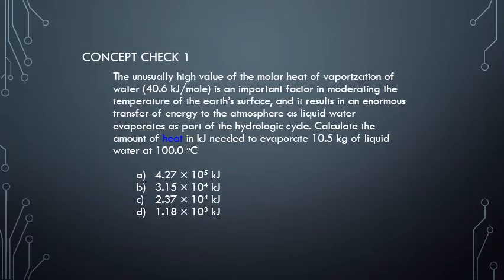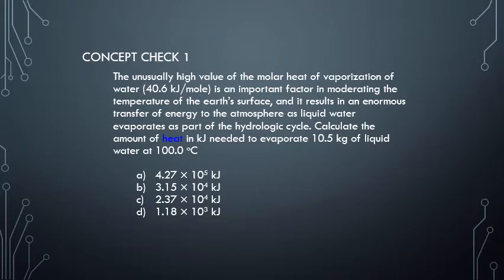So it says that the unusually high value of the molar heat of vaporization of water, 40.6 kilojoules per mole, is an important factor in moderating the temperature of the Earth's surface, and it results in an enormous transfer of energy to the atmosphere as liquid water evaporates as part of the hydrologic cycle. Calculate the amount of heat in kilojoules needed to evaporate 10.5 kilograms of liquid water at 100 degrees Celsius.